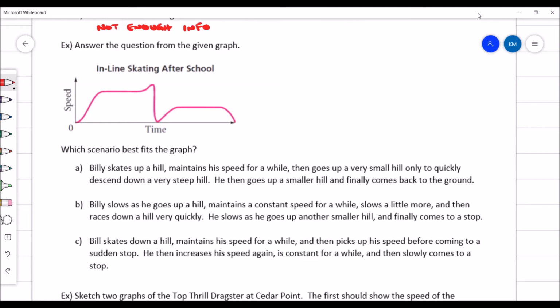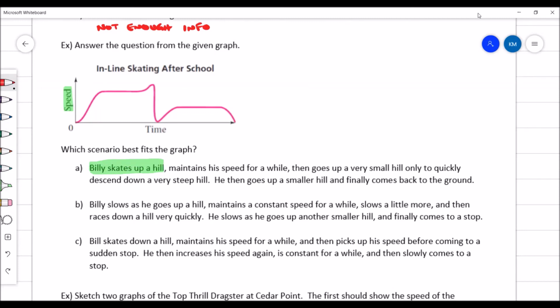Billy skates up a hill, maintains the speed for a while, and goes up a very small hill, only to quickly descend down a very steep hill. Then he goes up a smaller hill and finally comes back down to the ground. Okay, so here we go. This is not the right graph, and this is how we can tell. Remember that we're measuring speed. Okay, so imagine going up a hill. If you walk up a hill, run up a hill, it's a lot slower.